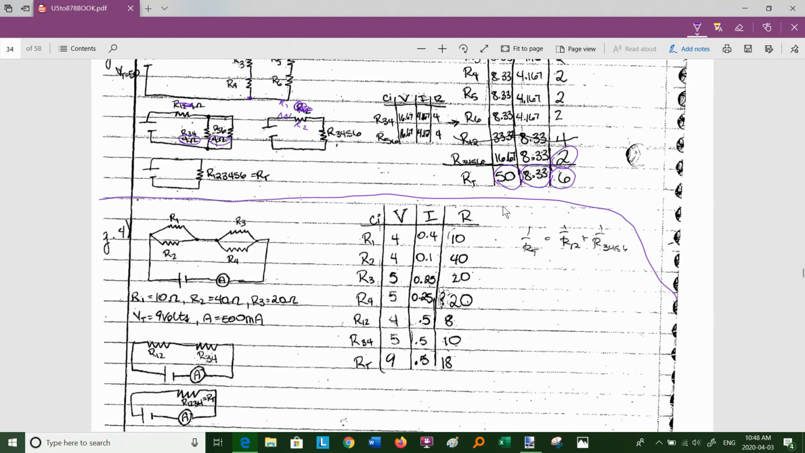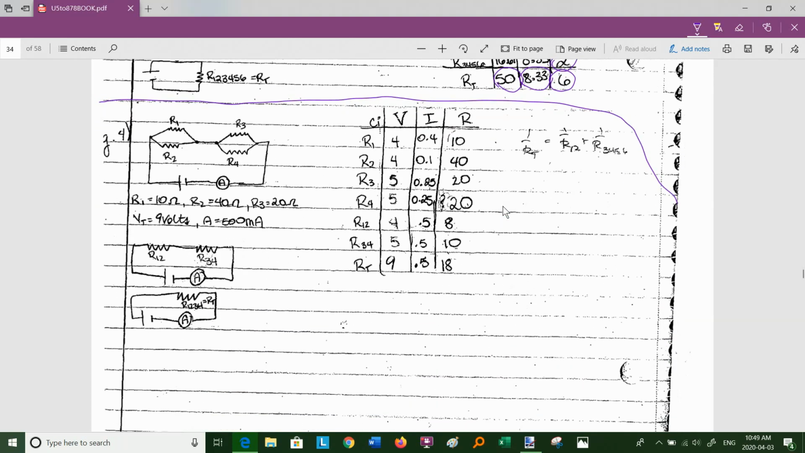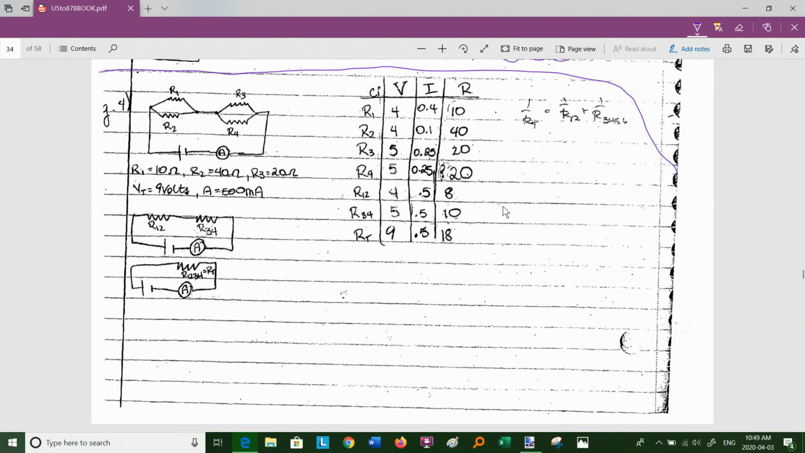Let's look at example 4 here. And here we have, so your conventional current is going this way. We come across a junction point and then another junction point. So we have R1 and R2 parallel to each other. R3 and R4 are parallel to each other. So I can reduce down and get an R12 and an R34 equivalent resistance, and then I can get the total resistance from there.